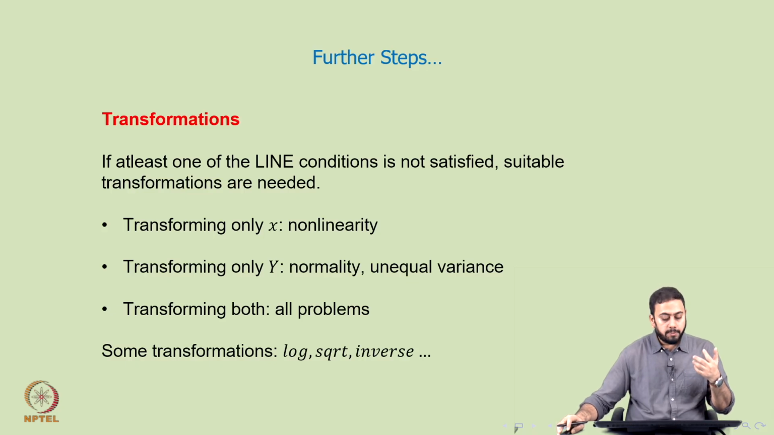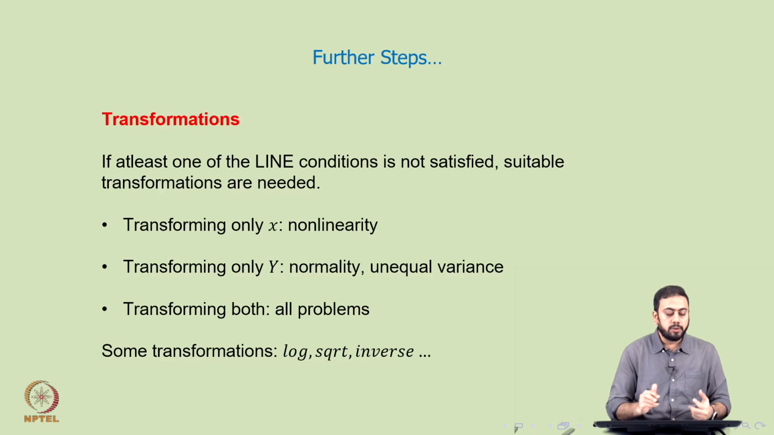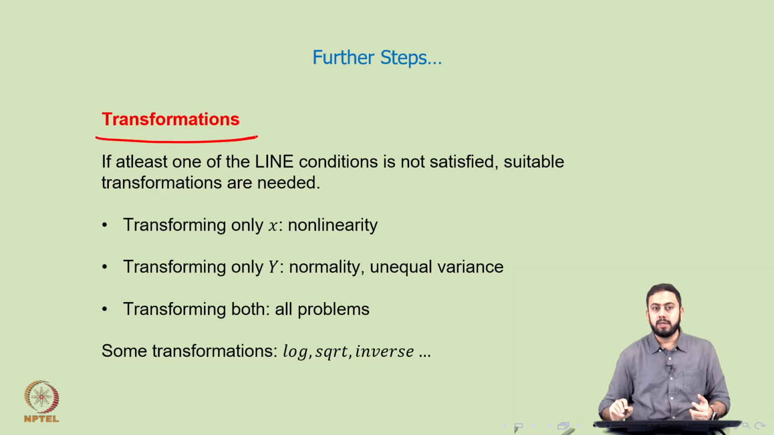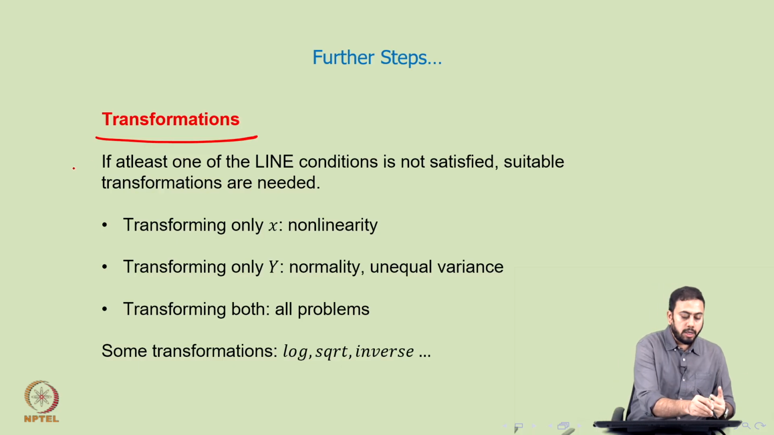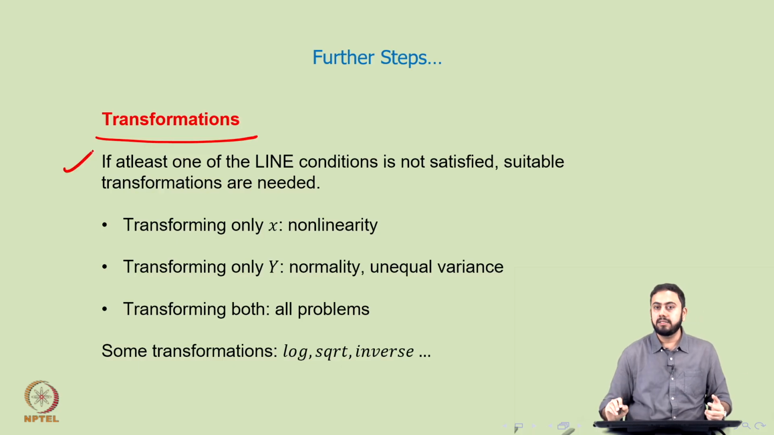Now the last slide is about what you should do if you do have problems. In the groove versus mileage example we saw a non-linearity problem, so then what? The solution is that you have to transform. What do you transform? You transform either the x variable, the y variable, or both. A small comment: if at least one of the LINE conditions is not satisfied, if you have at least one problem out of the 4 problems, suitable transformations are required on the variables.